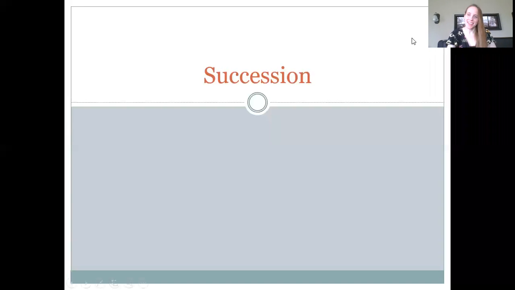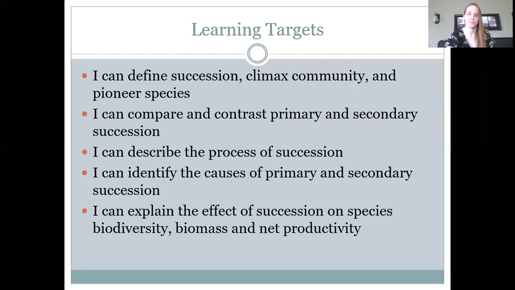Okay, so like I said, this lesson is all about succession, which is essentially all of the different changes that an ecosystem or a habitat goes through after there's been some sort of disturbance. So we're going to look at essentially how different communities build off of one another to get back to where that habitat was pre whatever that disturbance was.